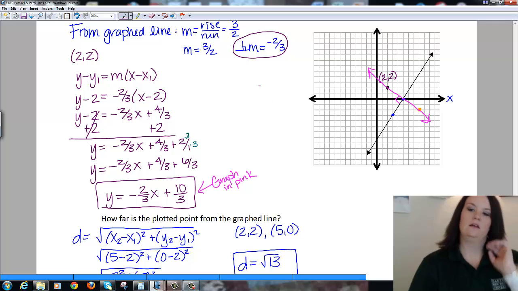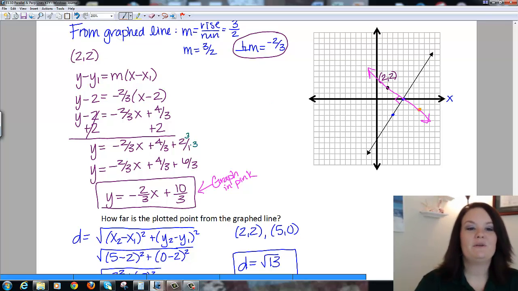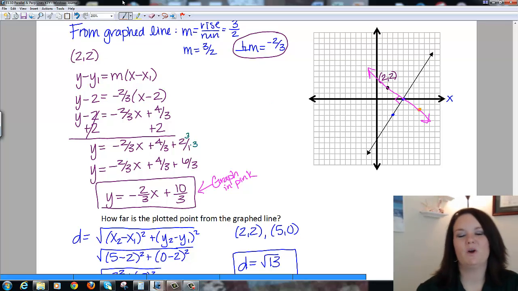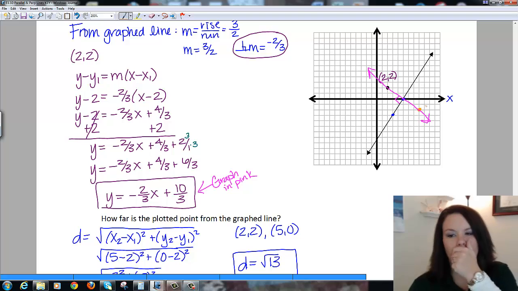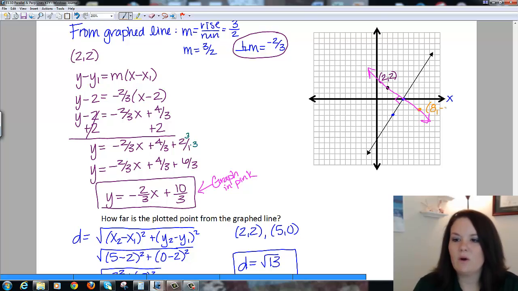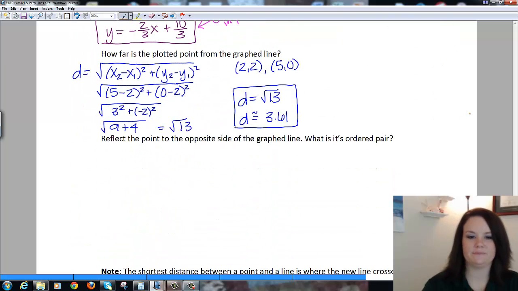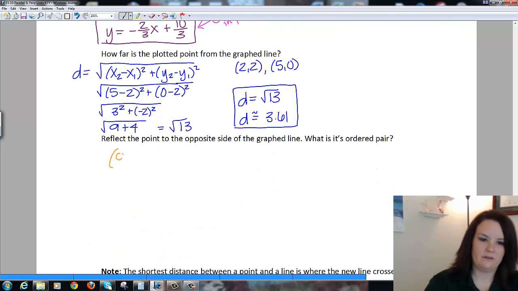Okay. All right, so they had me reflect that point over, and they just want to know what's its ordered pair. So if I look at the ordered pair that corresponds to this orange point, my x value is 1, 2, 3, 4, 5, 6, 7, 8. And my y value is -2. So I'm just going to put down here, the ordered pair is (8, -2).